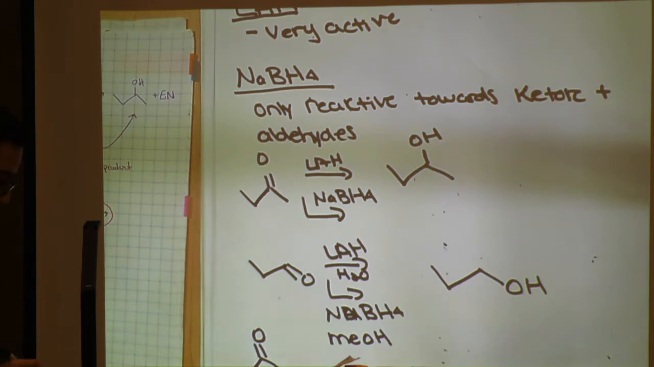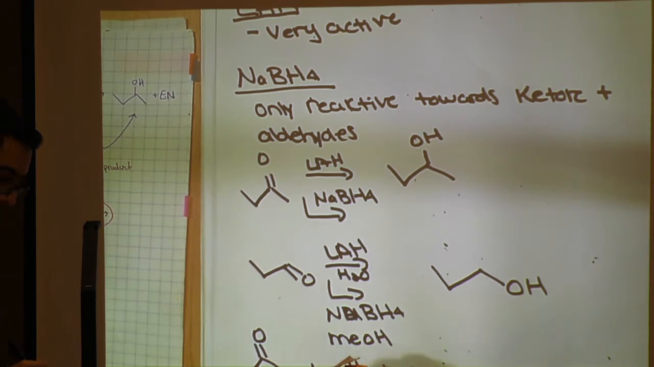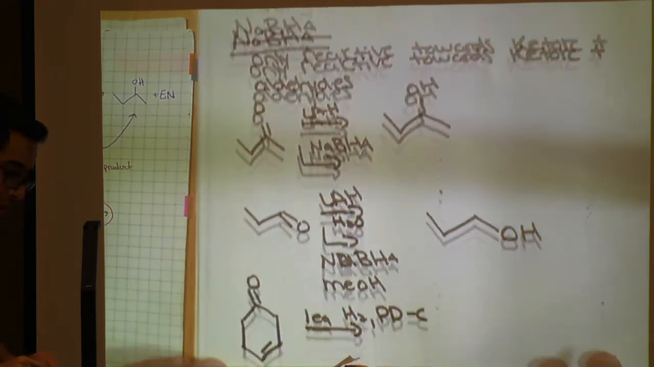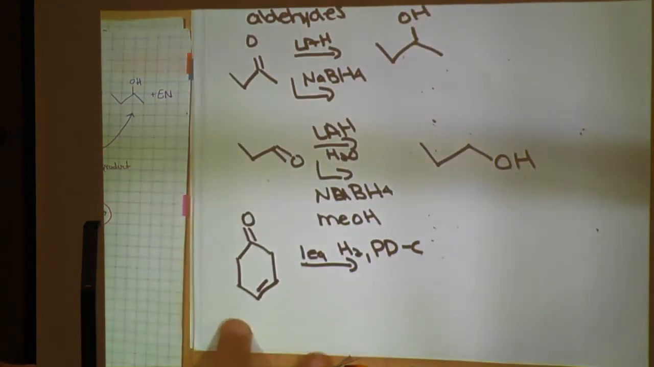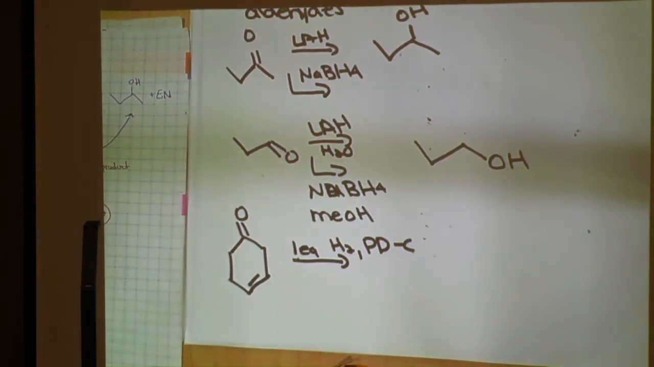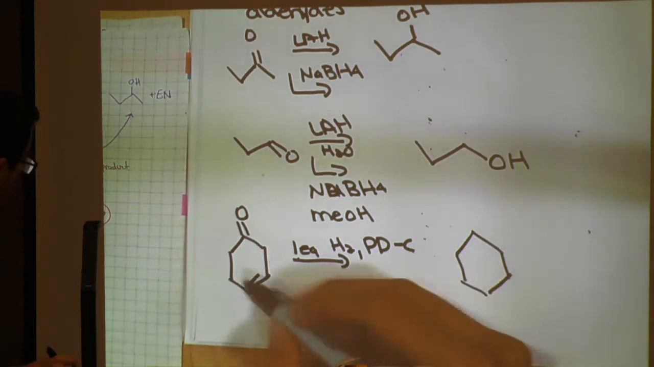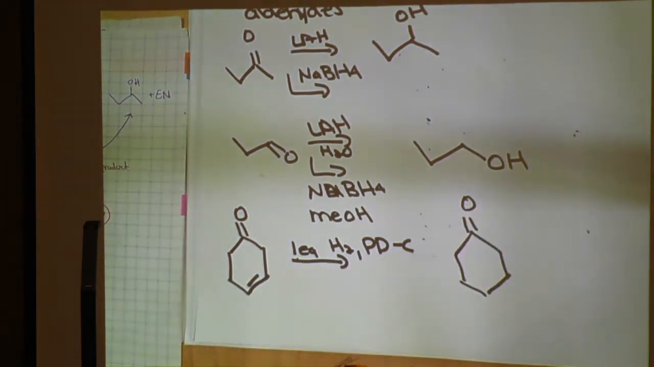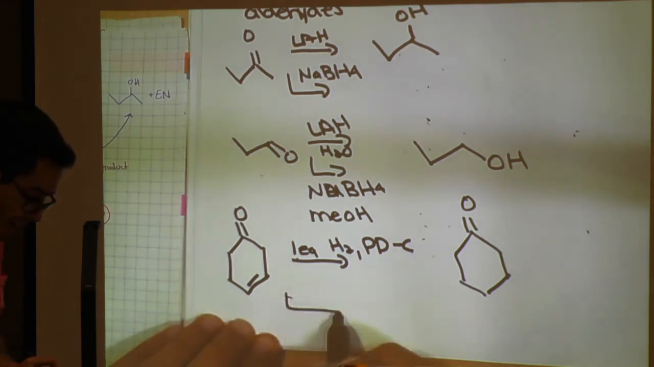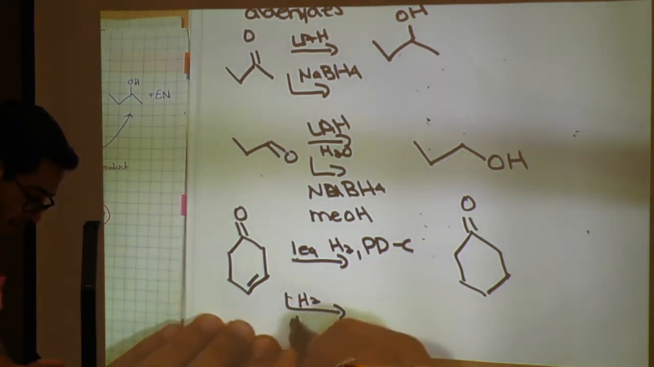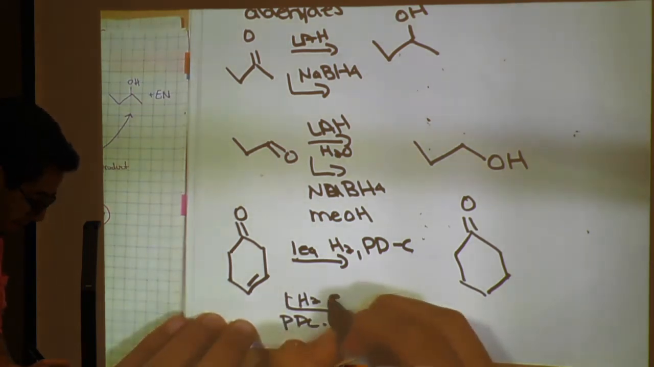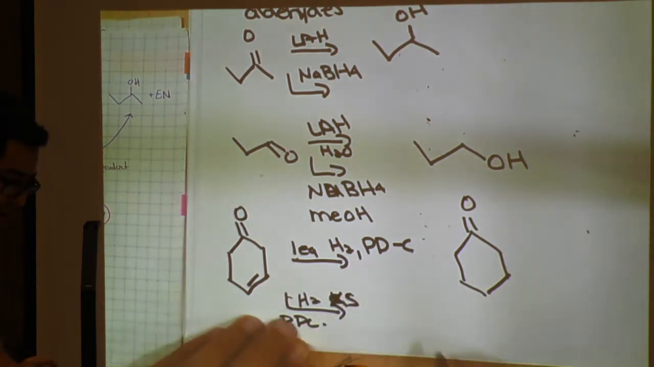If we want to be specific, if we use one equivalent of H2/Pd-C, that one equivalent will prioritize reducing alkenes. So you're going to focus on this one, and you get that. In excess, H2/Pd-C reduces everything.